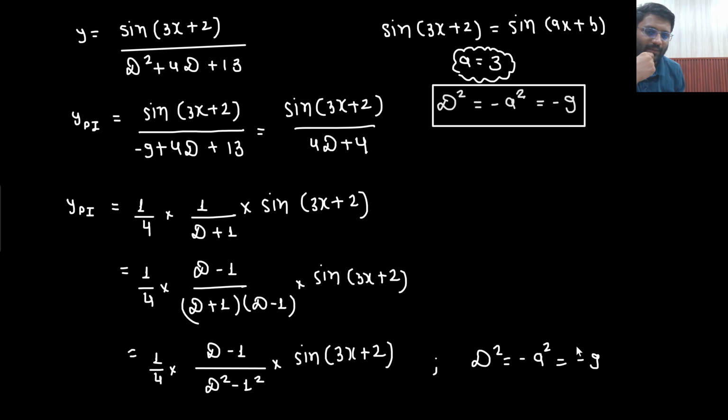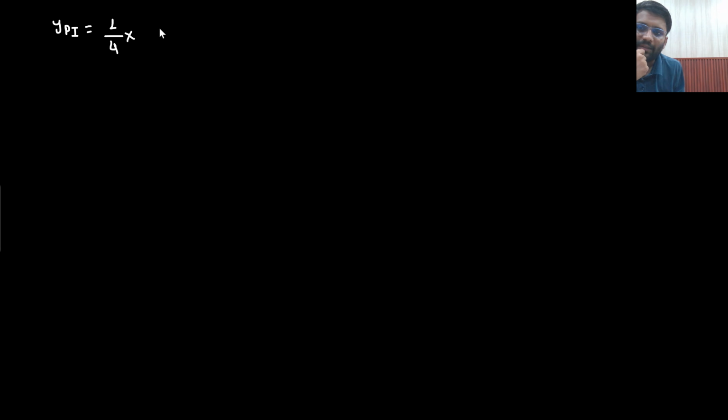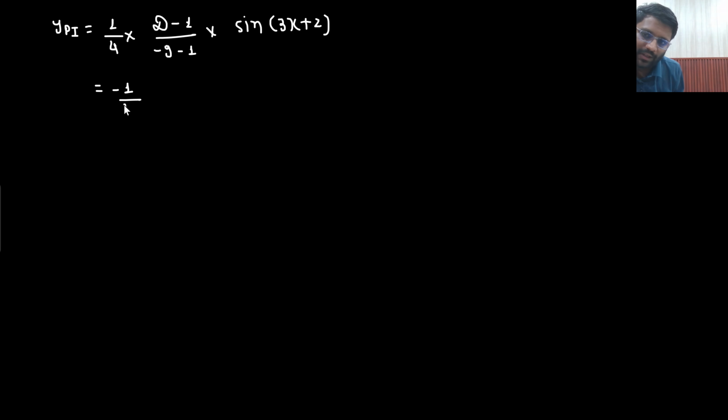What you are getting is 1 by 4 into d minus 1 upon d square, which can be replaced with minus 9. So minus 9 minus 1, multiplied with sine 3x plus 2. Now this can be treated as minus 1 by 40, multiplied with d minus 1, multiplied with sine of 3x plus 2.